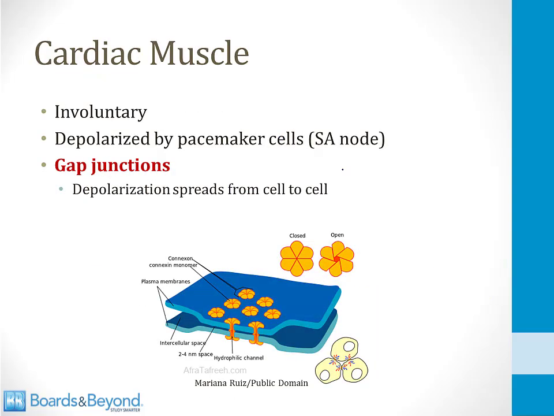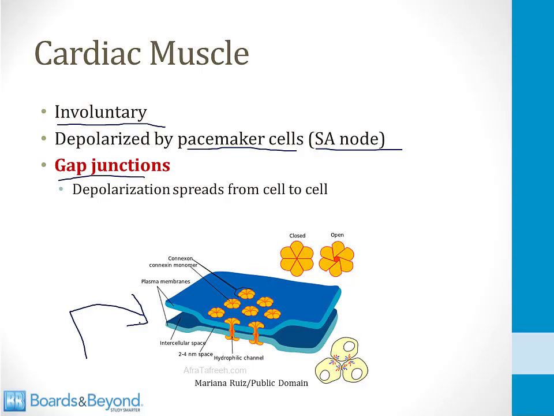Some other differences are shown on this slide here. Cardiac muscle is involuntary. You can't make your heart beat the way you can with skeletal muscle. In addition, skeletal muscle is depolarized by motor neurons. Cardiac muscle is depolarized by pacemaker cells like the SA node. And then finally, cardiac muscle has gap junctions, which are shown in this drawing on the screen here.